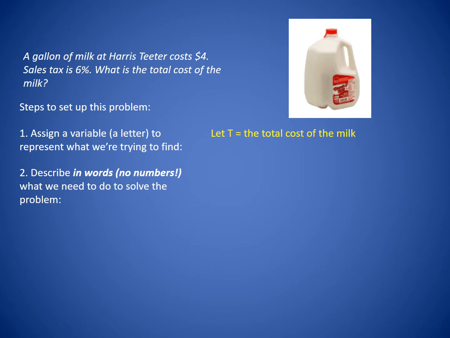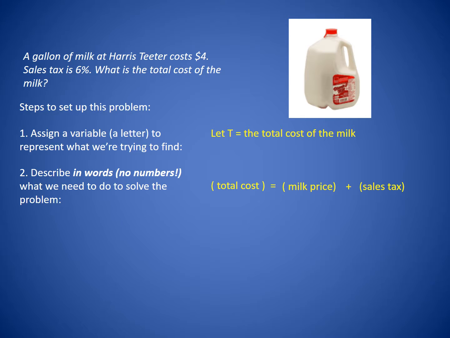The second step, we're going to describe in words without using any numbers. I'm not interested in what the numbers are in the problem at this point. I just want to be able to describe in English words what we need to do to solve this problem, how the parts of the problem are related. So if we're trying to find the total cost, how do I calculate the total cost? Most of you probably are aware that when there's sales tax involved, stores establish the price of the item, in this case the gallon of milk, and then they add the sales tax on top of it. So your total cost to buy a gallon of milk is going to be the sum of the milk price itself plus the sales tax.